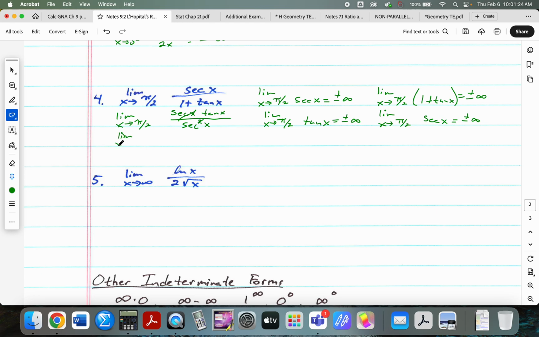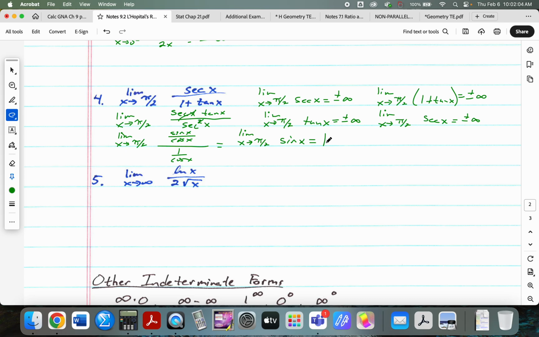This would be the limit as x approaches pi over 2 of sine of x over cosine of x, over 1 over cosine of x. And I can divide out the 1 over cosine of x's. So this is just going to be the limit as x goes to pi over 2 of sine of x. And sine of x at pi over 2 is 1.